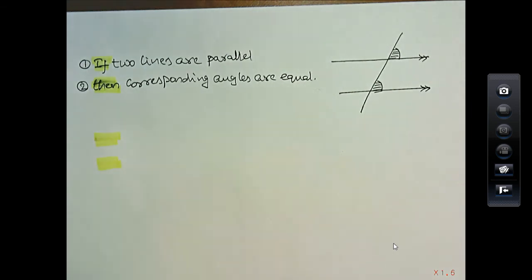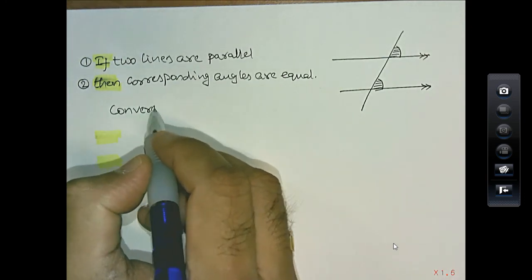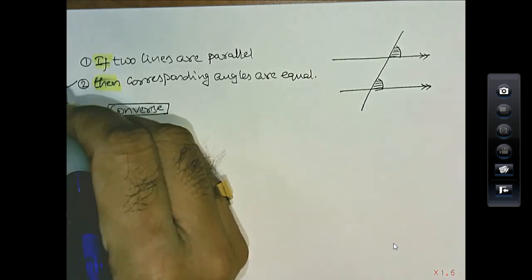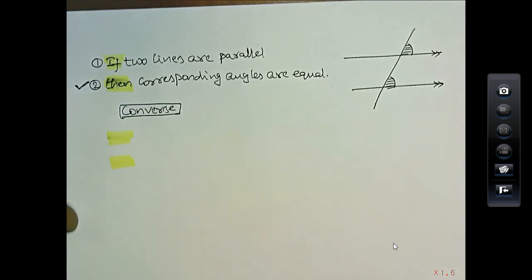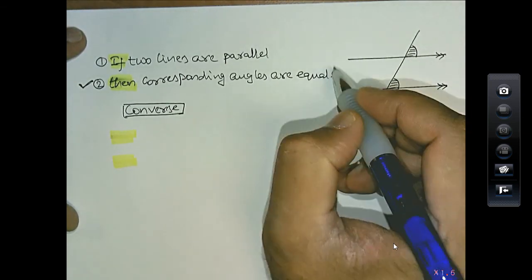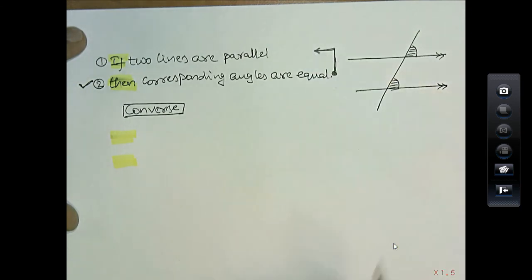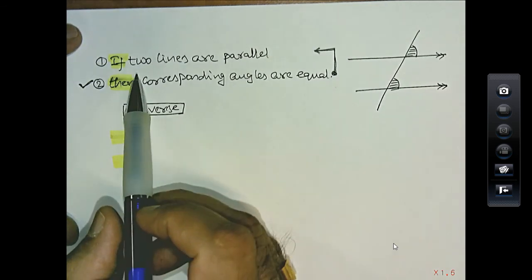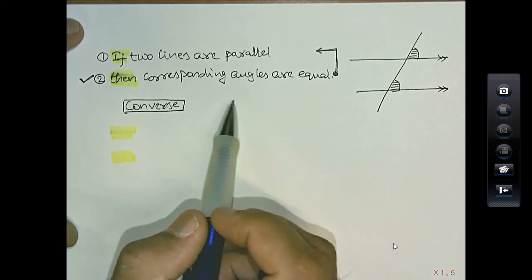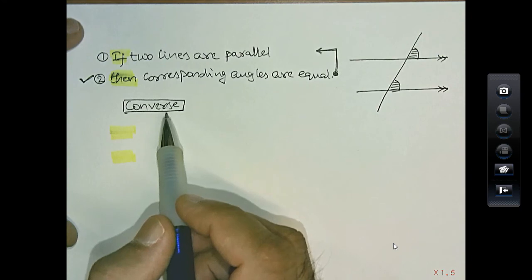Now, if you are asked to write the converse, it means we take the second part of the statement first. Then, after that, we go to the first part of the statement. I repeat once again. This is the statement. If two lines are parallel, then corresponding angles are equal. All of you know that, right? Now, what does converse mean?